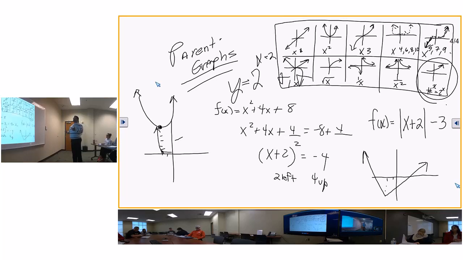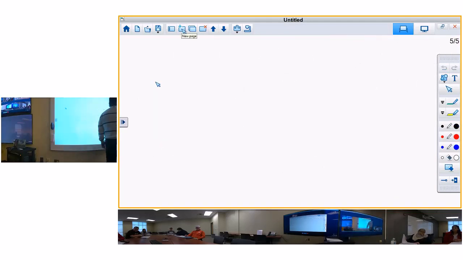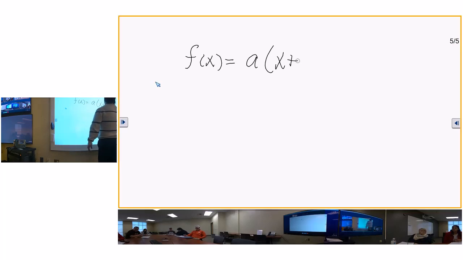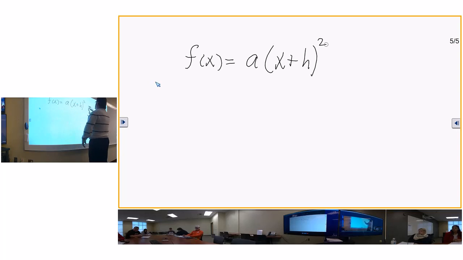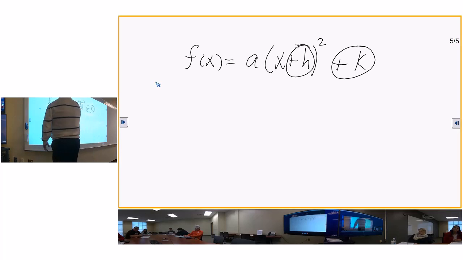Well, what about the number in front of it? What does the number in front of it mean, whether you have a 5 or 7? Remember, we talked about it in 109. f of x is equal to a times (x plus h), quantity squared, or absolute value, or to the 3rd power, plus k. We know this is our vertical shift. We know this is our horizontal shift. But what does the a tell us?